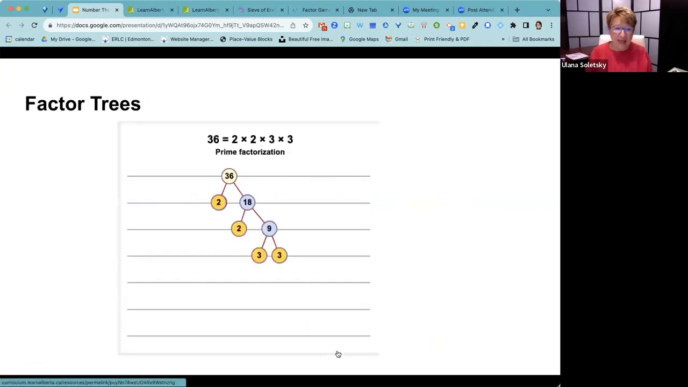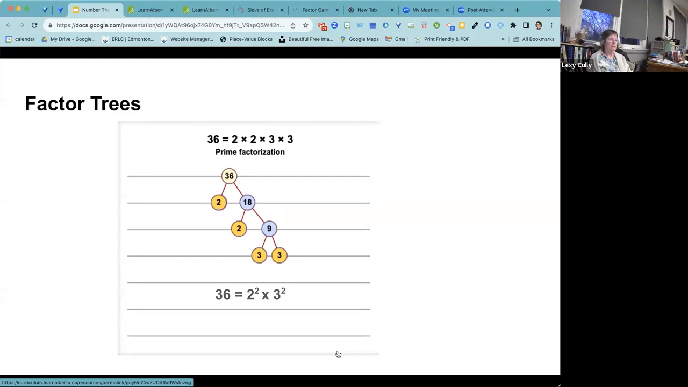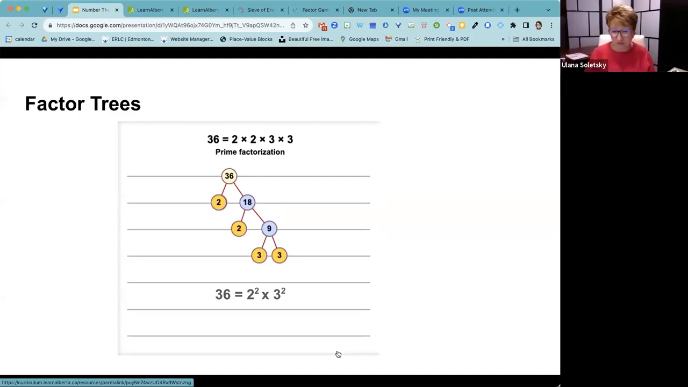Okay? And so now once we have our prime factorization, once we've done that, then we say, let us now give this answer as a product of prime numbers. And it would be 36 is equal to 2 with an exponent of 2, times 3 to the power of 2. Okay?